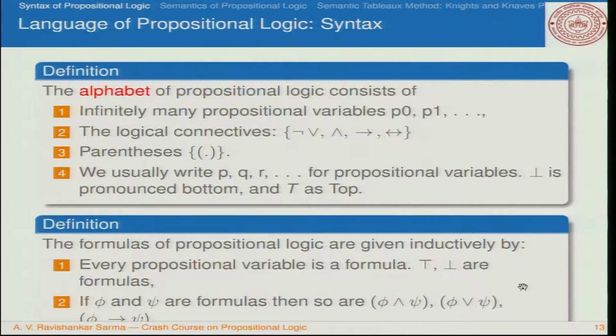So we have infinitely many propositional variables representing all the propositions, and we have logical connectives. These are negation, and, or, implies, and if and only if. And just like in the case of the English language, where we need full stops, commas, etc., here too we have parentheses, used only for our convenience, otherwise there will be confusion in reading the formulas. So we have the left parenthesis, the right parenthesis, and brackets, and we usually write p, q, r, etc. for propositional variables.